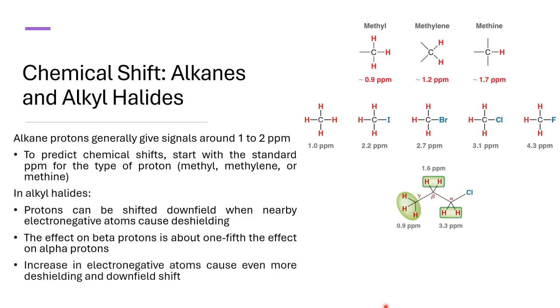Increase in electronegative atoms can also cause more deshielding and downfield shifting. For example, consider the monohalogenated chloromethane. The hydrogens are going to be found at 3.1 ppm. However, if we increase the number of electronegative atoms, in this case Cl, the shift also goes more downfield: 5.3 ppm and 7.3 ppm for the monohydrogen compound chloroform.